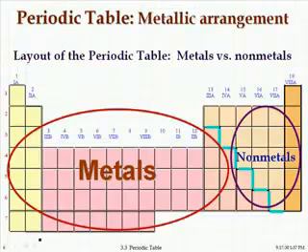Okay, in general, we have metals and nonmetals on the periodic table. The majority of elements are metals, and they are on the left side of the periodic table. And then over on the right side here, we have nonmetals.